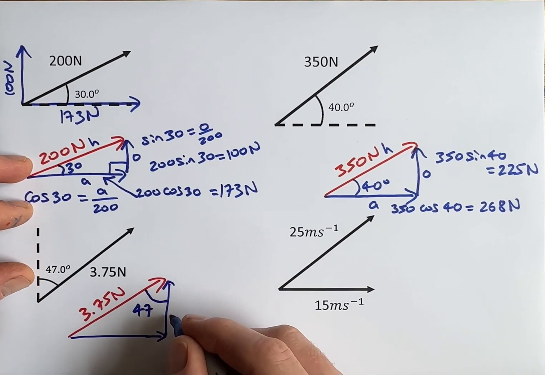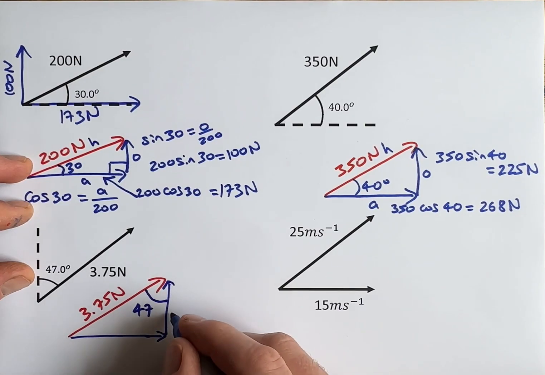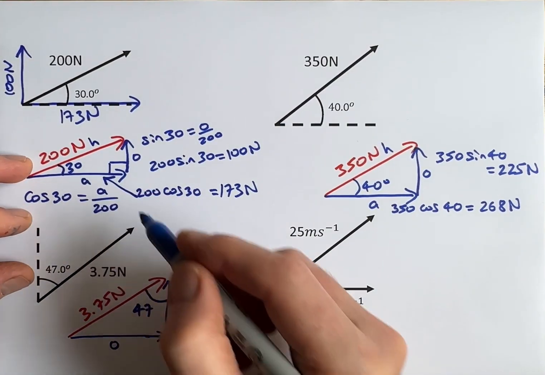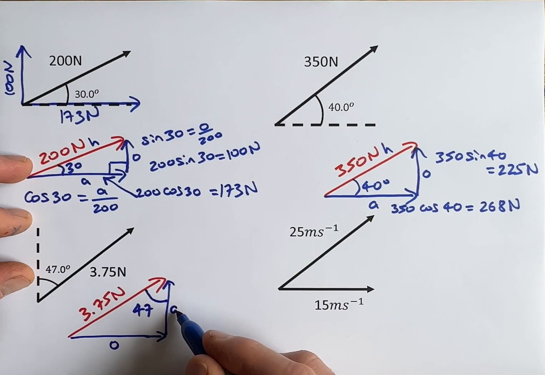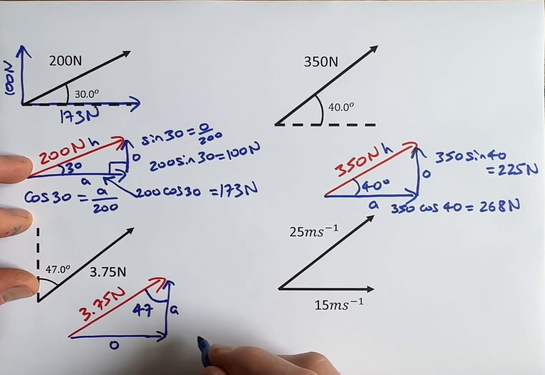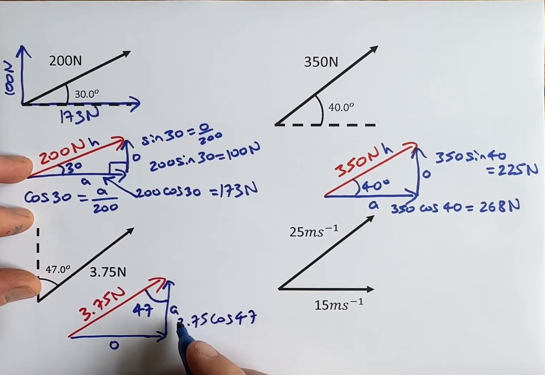So to work out in this situation now, it's going to be slightly different because this is now the adjacent and this is the opposite. Whereas before the adjacent was the horizontal component, now the adjacent is the vertical component because we've got the angle between the vertical and the vector. So this time it's going to be 3.75 cos 47 for the vertical component and 3.75 sine 47 for the horizontal component.